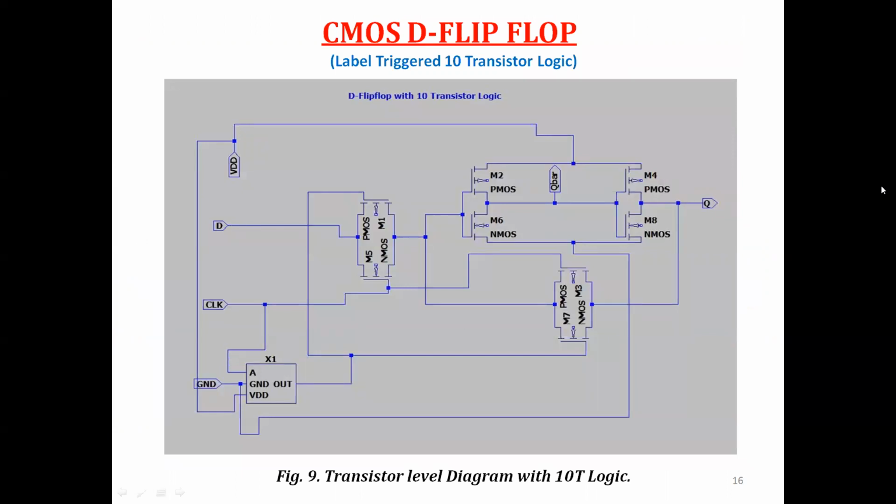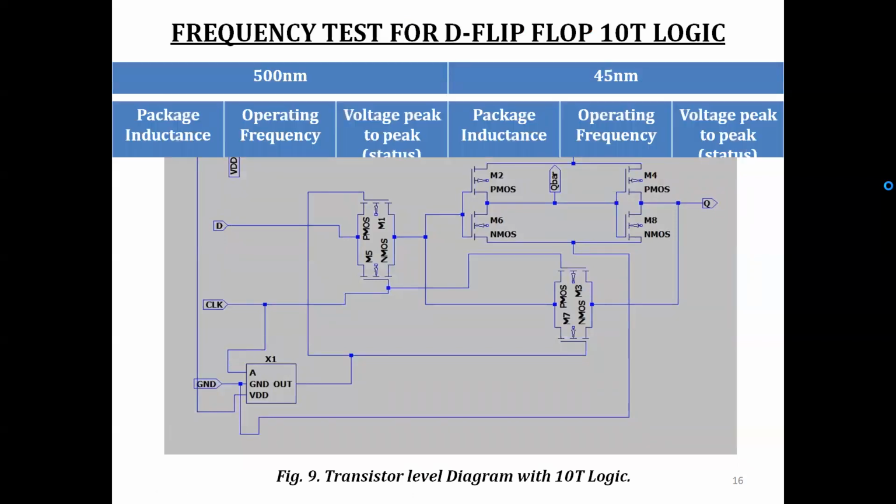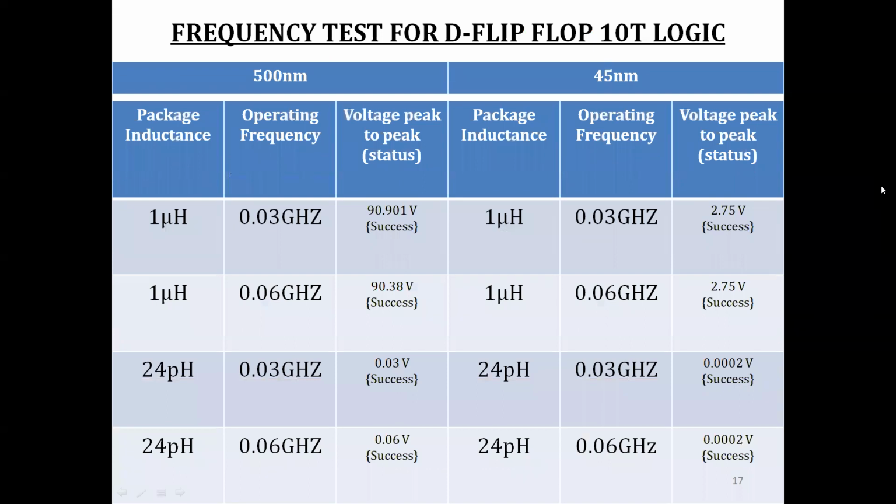Again, we design a CMOS D flip-flop, but here we use only 10 transistors in this diagram. After designing the 10T CMOS D flip-flop, we have again examined the power supply noise for different operating frequencies with 1 microhenry and 24 picohenry package. As a result, we see that all the outputs are success. The output indicates success because here we use a smaller number of transistors.